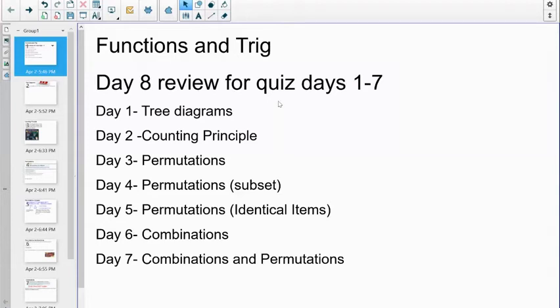Tomorrow, I believe it should be Tuesday, and it's on days 1 through 7. So starting off with day 1, we have tree diagrams.